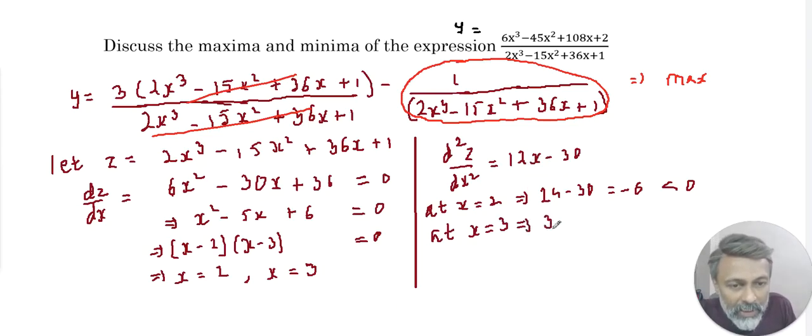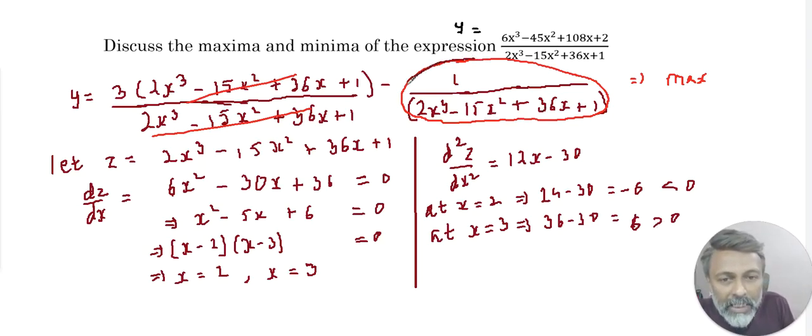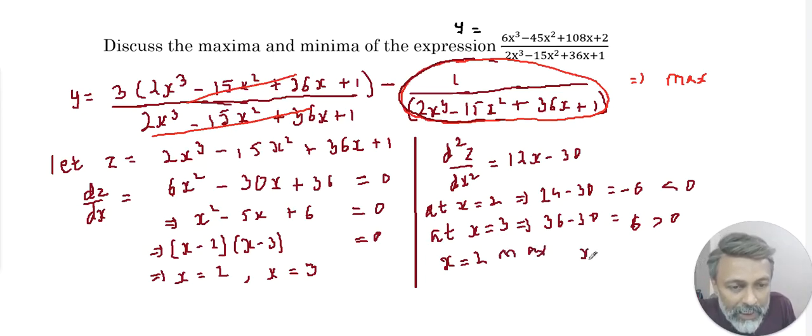12 3s are 36, minus 30 is equal to 6, which is greater than 0, which means we get a minima. If in the denominator you get a minima, it means that this entire fraction will be maxima. And if maxima gets subtracted from 3, you again get a minima. Hence, at 3 we get a minima. So x is equal to 2 gives you maxima, and x is equal to 3 gives us minima.